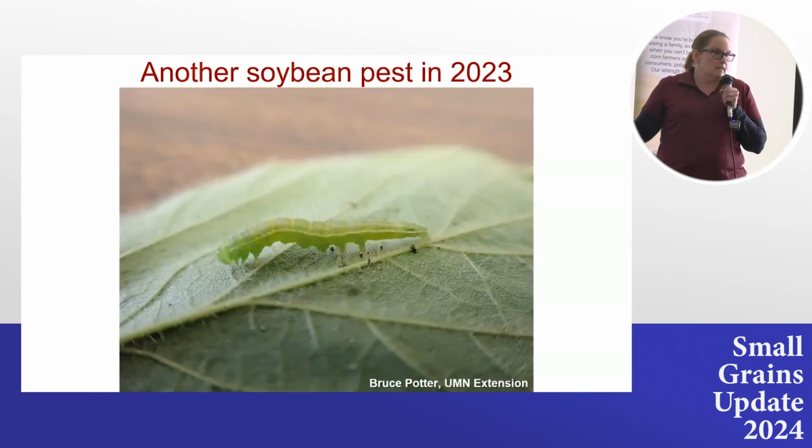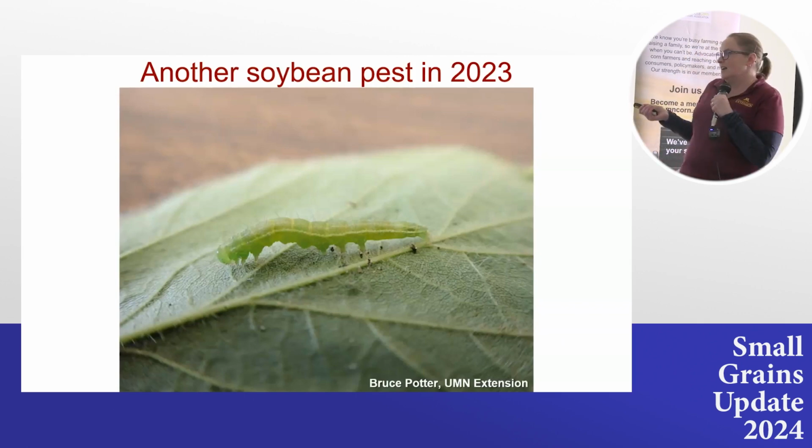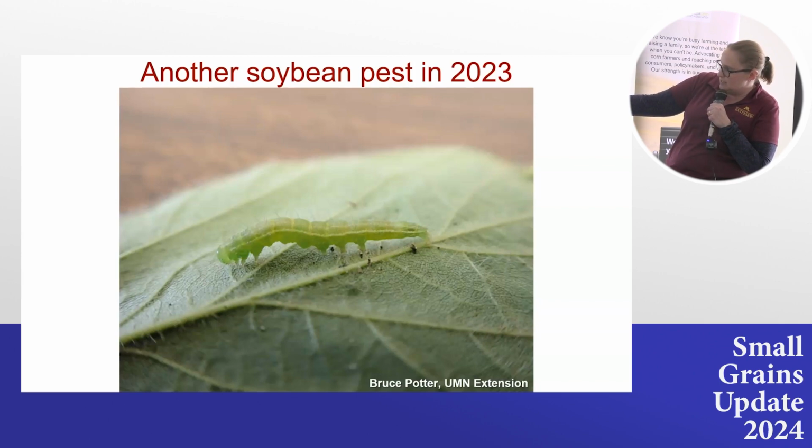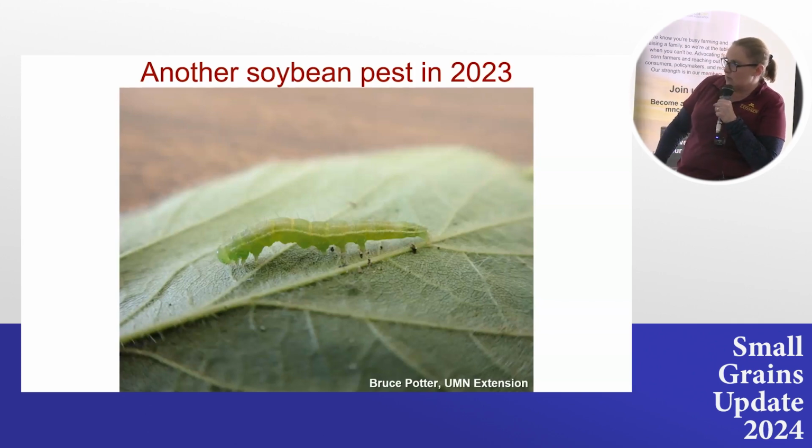Did you guys see this guy this year? Yeah? Yeah, so this is the head. This guy has 3 sets of true legs. It has 3 sets of what are called prolegs. And then it has 1 set at the back. So what is this guy?